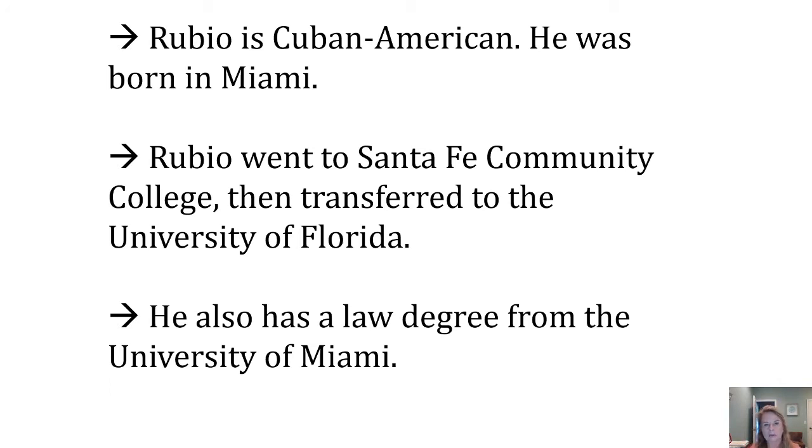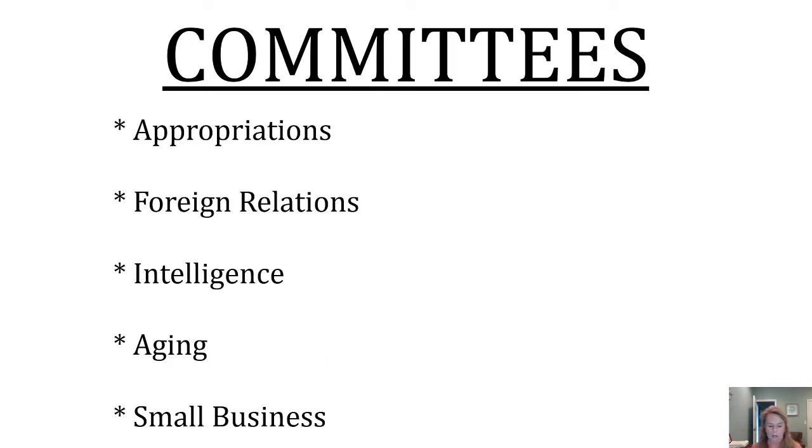In the Senate and in the House, there are lots of different committees. And besides the senators' and the congressmen's regular duties, they also are appointed to different committees that they serve on. And we're going to look at one function of these committees in a little bit when we talk about how a bill becomes a law. But I do want you to be familiar with a few of the committees that each of these people who represent us are part of. So for Senator Rubio, he is on the Appropriations Committee. He's on the Foreign Relations Committee. He's on the Intelligence Committee. He's on the Aging Committee. And he's on the Small Business Committee.